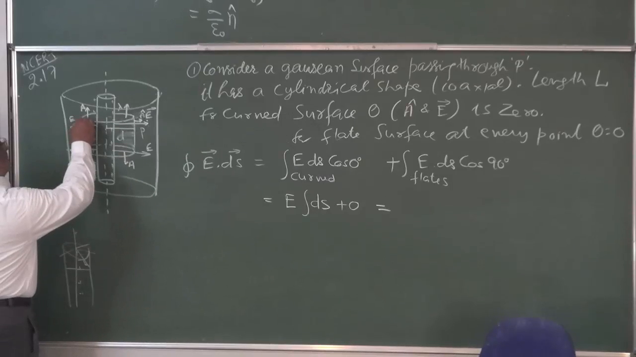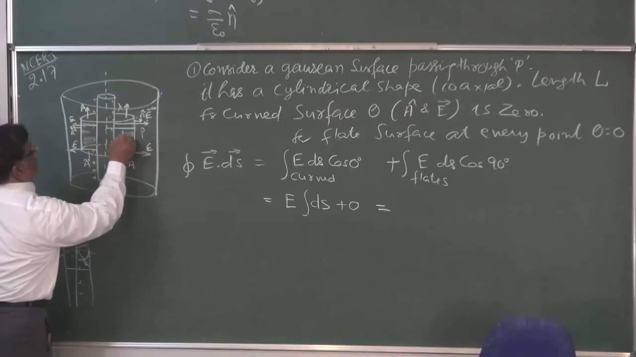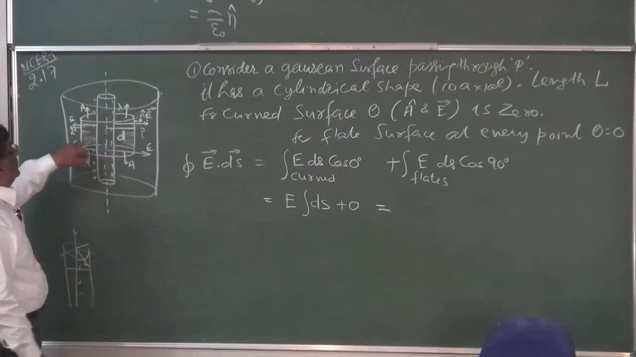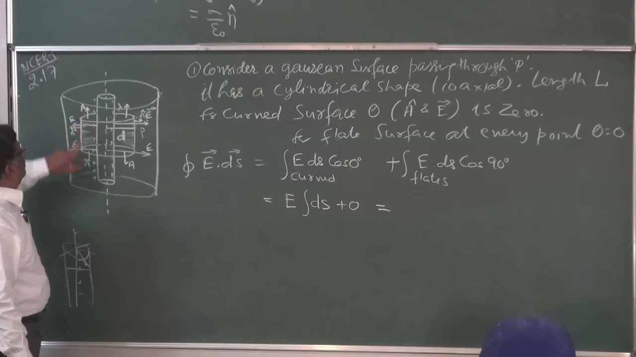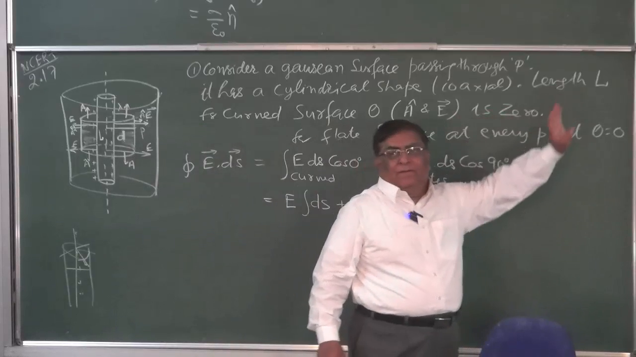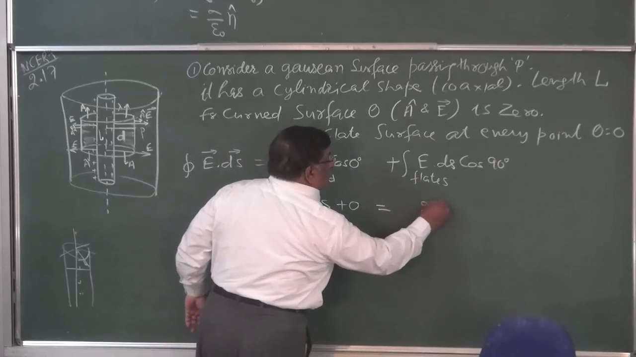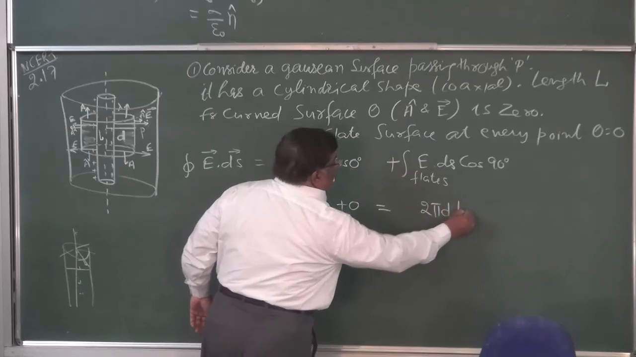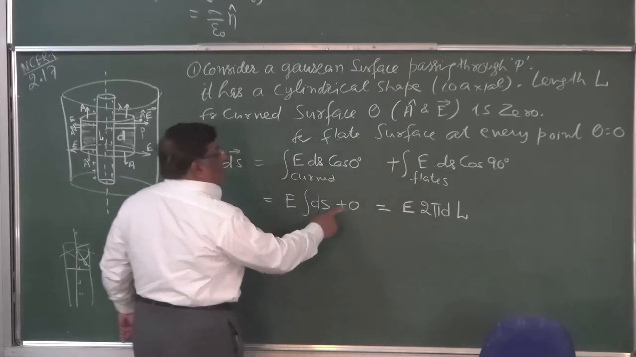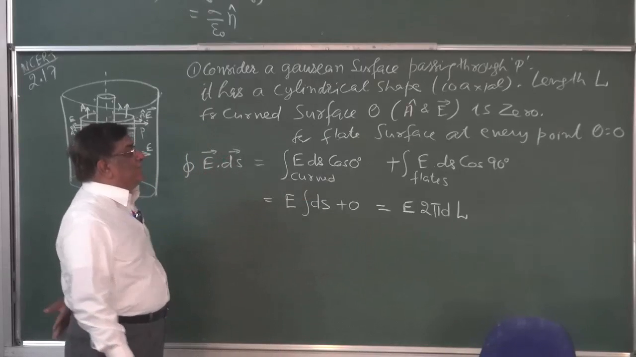This Gaussian surface has a certain length and a certain radius. How much is the radius from this place to this place? It is d. So the base circumference is 2 pi d, and this length we have taken as L. We have written it here, the length is L. So how much is the curved surface area? Curved surface area is 2 pi d circumference into height L, and then this E is here, plus 0, we need not write. So this becomes the closed integral E·dS value.